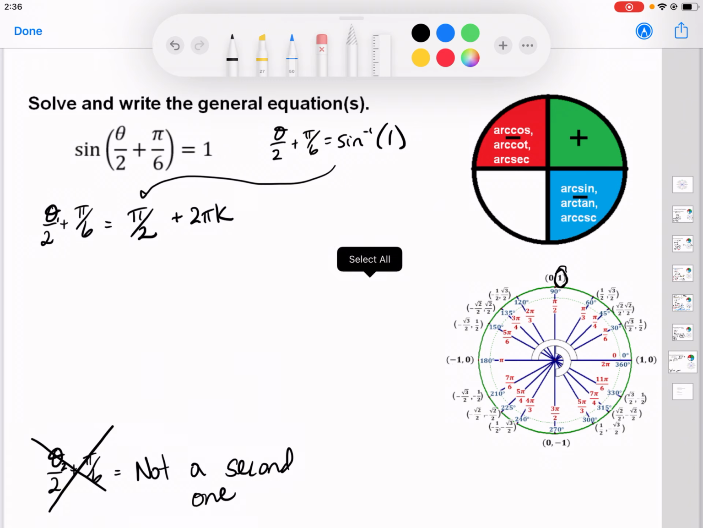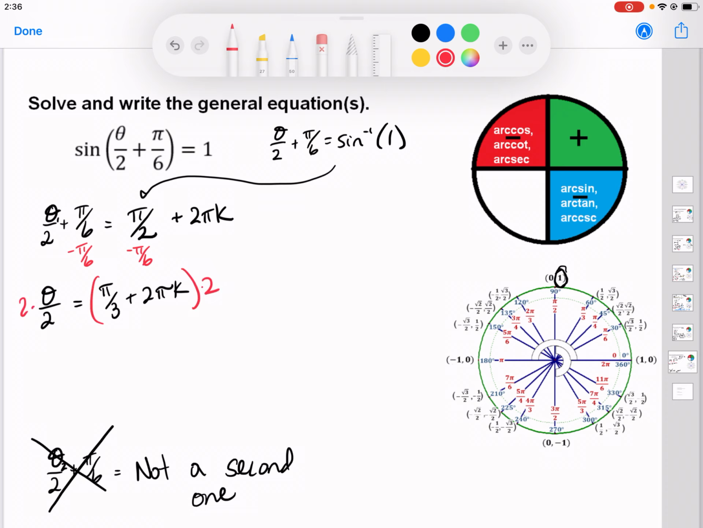Okay. So we'll solve this first equation by first subtracting pi 6. I'm just doing it to like terms, so I'm not going to subtract it over here. So we got theta over 2 equals a half minus a sixth is 2/6 or a third. And then the last thing I'm going to do is multiply by 2. So I'm going to multiply everything by 2. So theta is going to equal 2 pi thirds plus 4 pi k. And that would be my general solution.